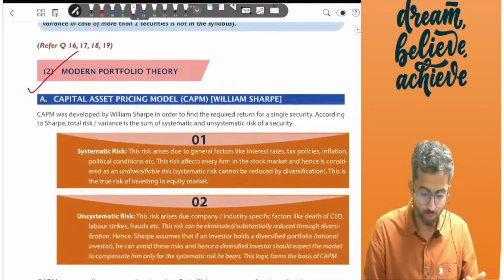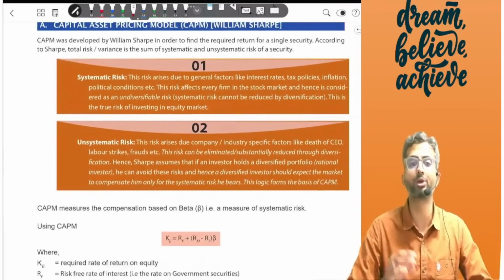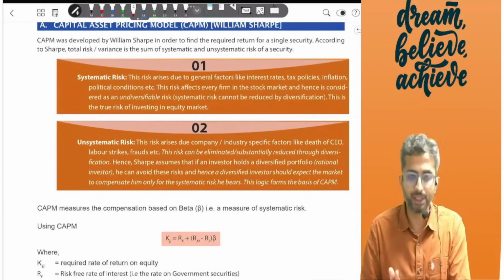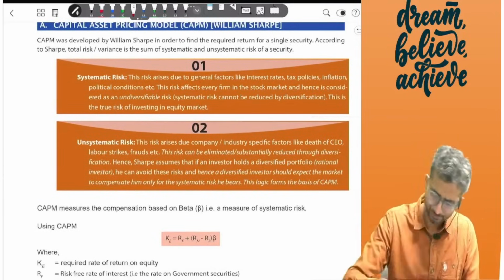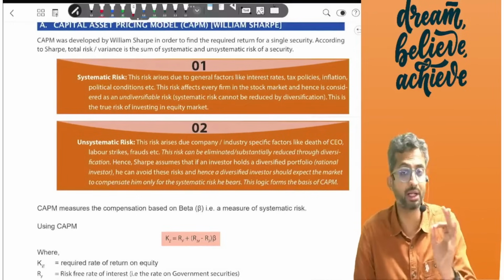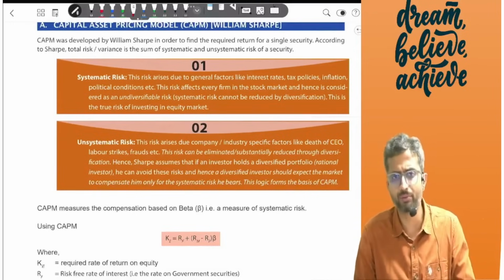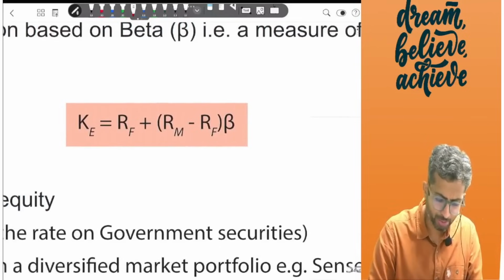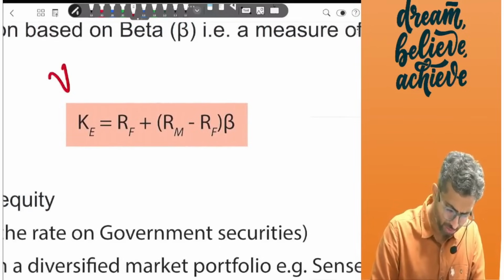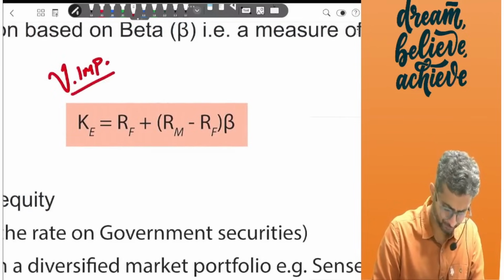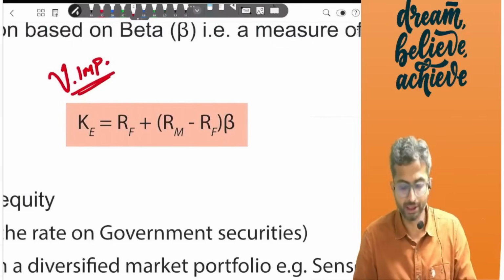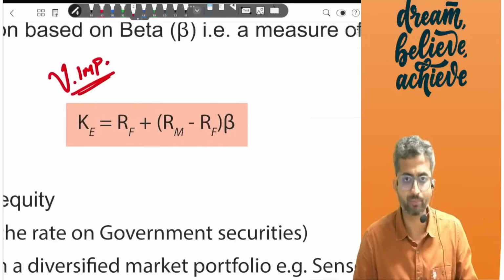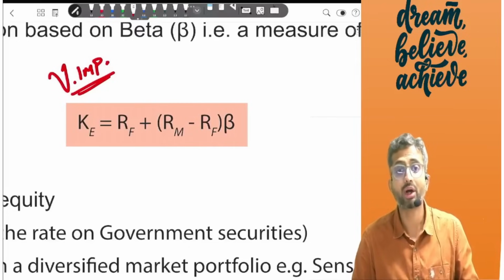Okay, now how do you measure systematic risk? William Sharpe uses a concept called beta, and then uses that beta to calculate required return very beautifully using the CAPM formula, that is the capital asset pricing model. Now this is arguably one of the most important formulas and one of the most commonly used formulas in the world of finance. So when I look at this formula, CAPM, what does this formula say?